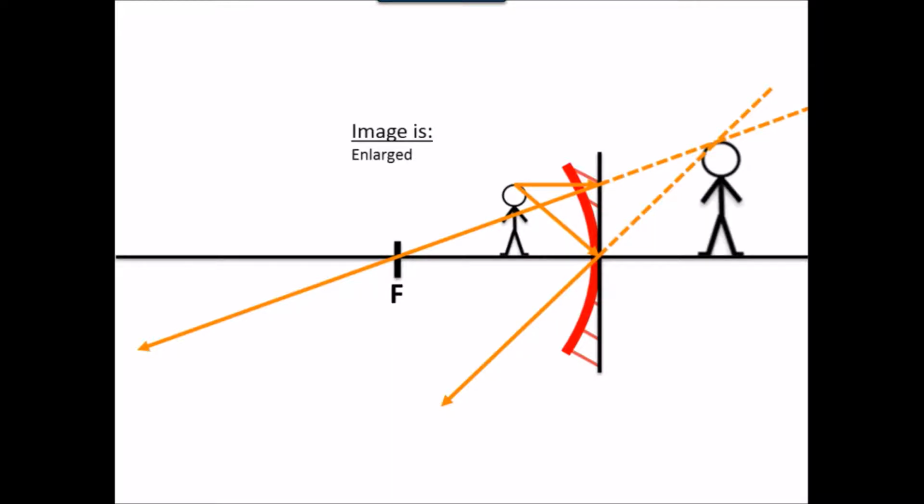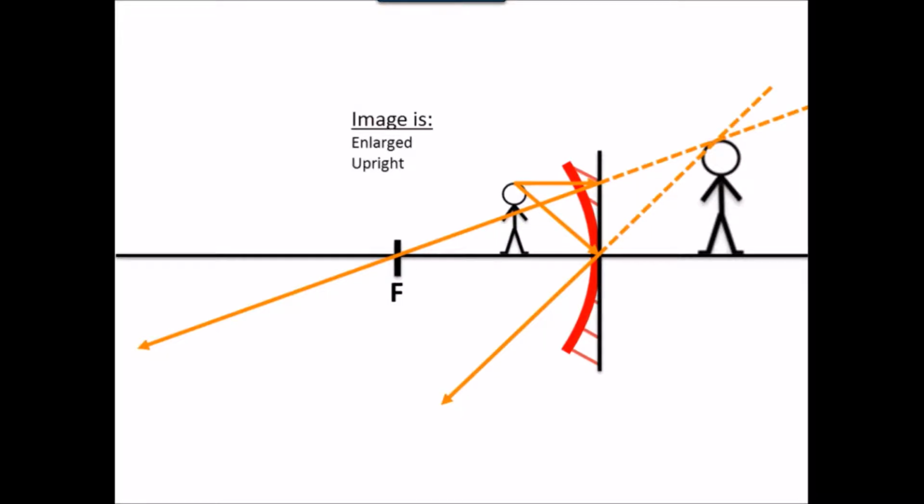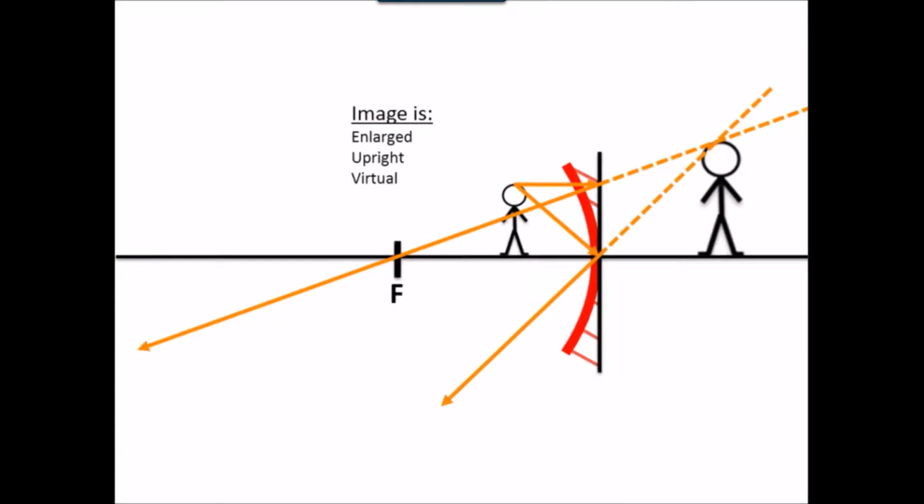The image is clearly enlarged, as it's way taller than the stickman. It's standing on its feet, so it's now upright. And as I said, it's a virtual one. This is what you see when you hold the inside of a teaspoon really close to your face. With concave mirrors, the position of the object matters. If you move from outside the focus of a teaspoon to inside it, your image flips from being real and inverted to virtual and right way up. This behavior is totally different to what convex mirrors do.